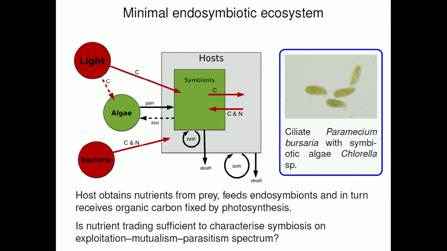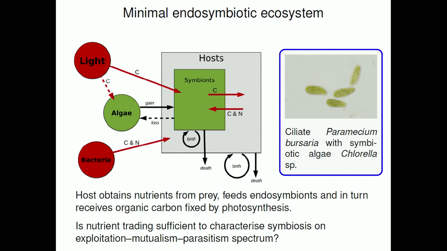So we'll start by just thinking about what's a minimal endosymbiotic ecosystem. We have hosts and we have symbionts. Hosts and symbionts can both divide and die, and there is some transfer of symbionts between the free living population and the symbiotic population, because this is a facultative relationship, not an obligate one. And then we have nutrition. So the assumption here, as touched upon by Ewan, is that the nutritional relationship between the host and the symbiont is what is key to describing this symbiosis.